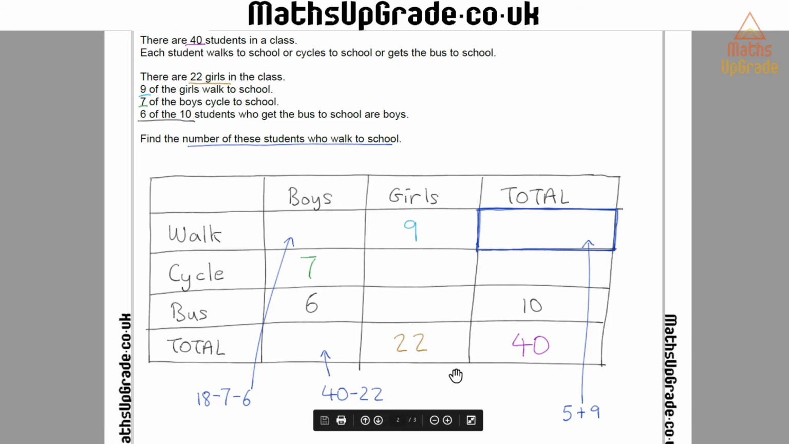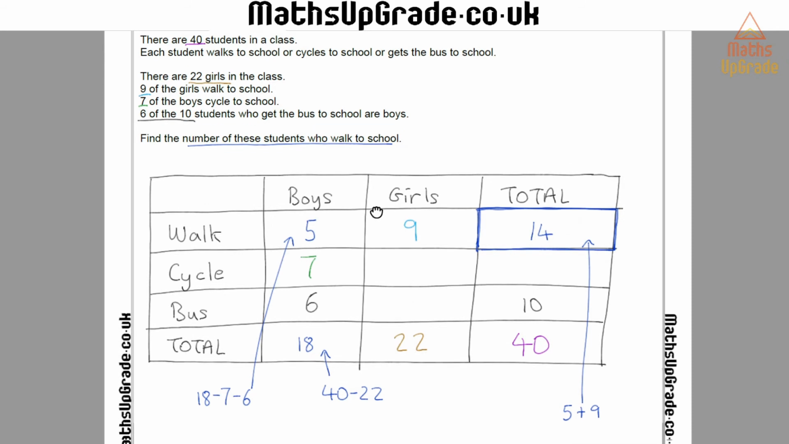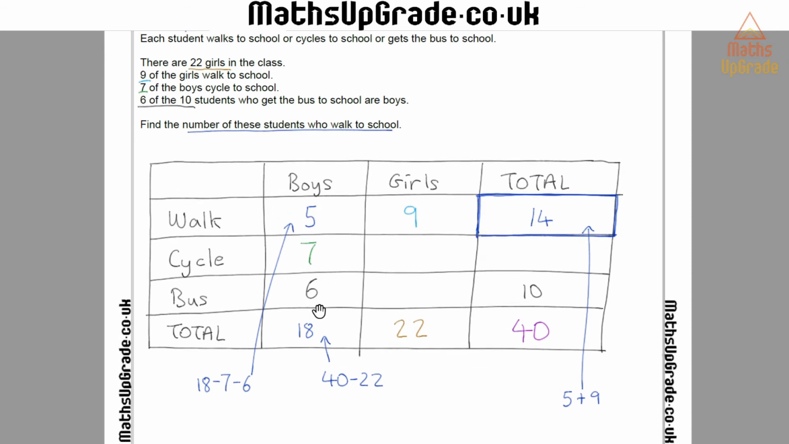So first number I can find is I can do 40 minus 22, which gives me 18. Since that's 18, I can then find this cell here, that's 18, subtract 6, subtract 7, which is 5. Once I found 5, I know this is 9, so total students who walk is 14. And that question was 4 marks.